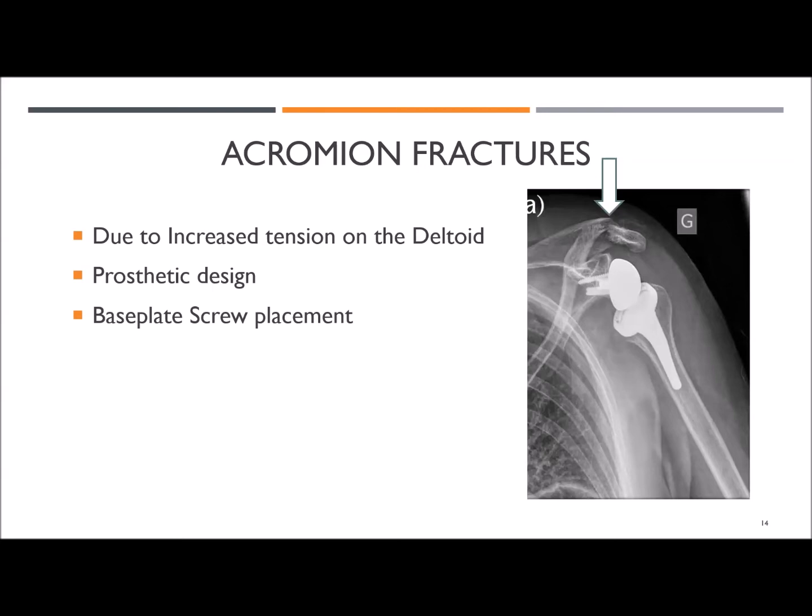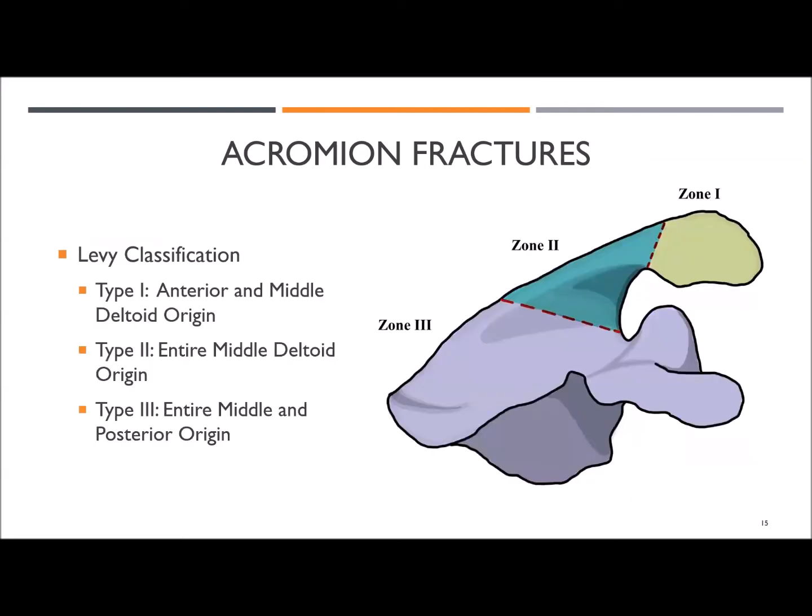So if you go to the next slide. So the Levy classification has three types. Type 1 is along the anterior and middle deltoid origin, as you can see there. In the middle is the type 2 or zone 2, which involves the entire middle deltoid origin. And then type 3 is the entire middle and posterior origin. And so this classification is basically to direct treatment. So what do you do if you have a reverse shoulder that develops an acromion fracture?